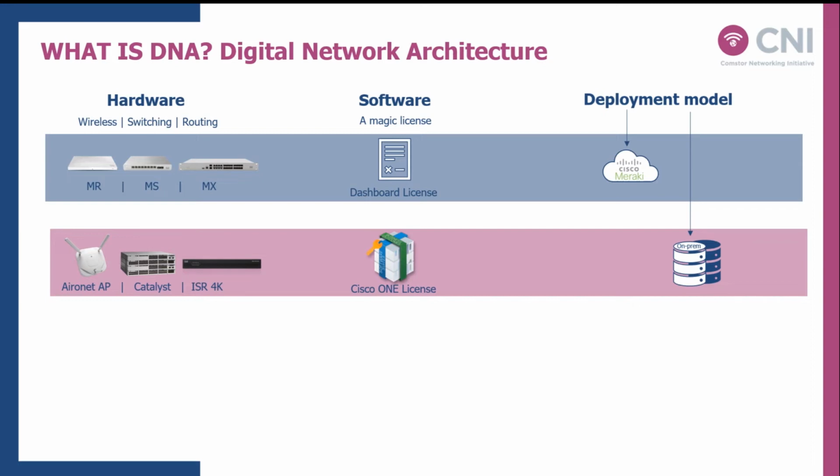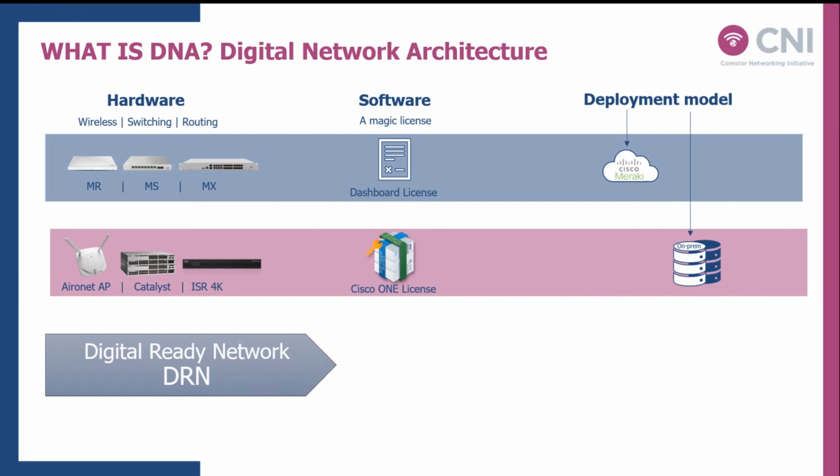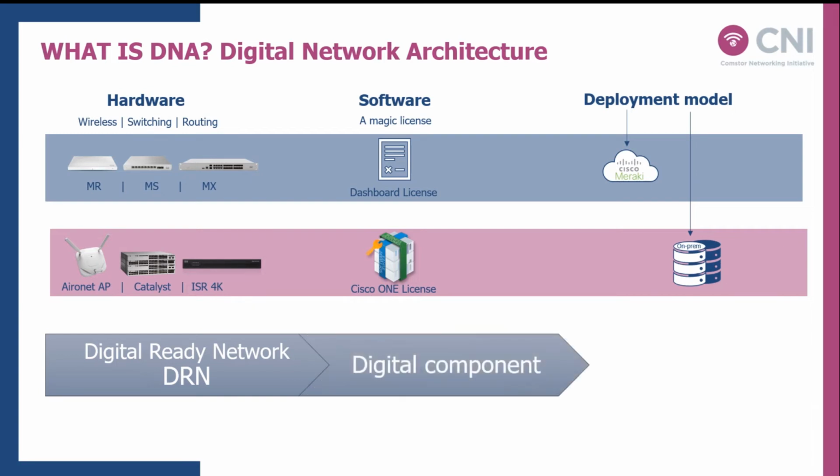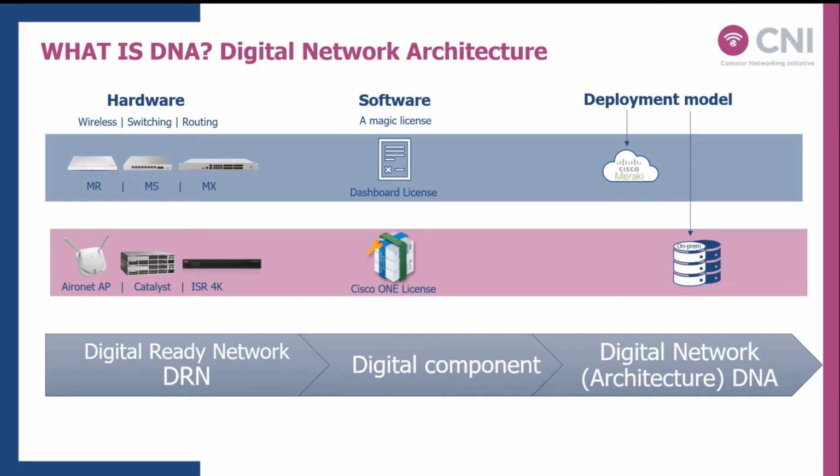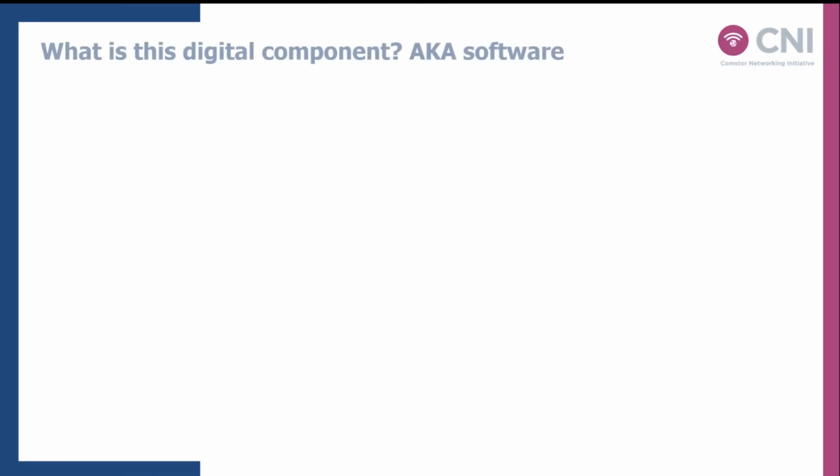The hardware part, that is what we call the network, and that also goes by the name Digital Ready Network. So those are the network devices that are ready to be digitized. So we're going to add the digital component to that, and that's why we come to DNA, Digital Network Architecture. What is this digital component, this magic license that goes by the name of Cisco One?